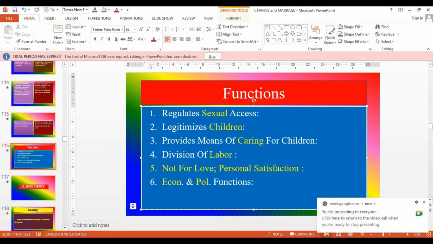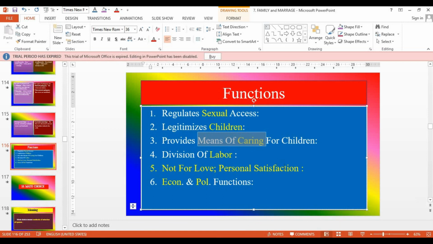Third one, provides means of caring for children, which is the responsibility of parents. After the marriage a child is born, and they give care through paternity and maternity. Fourth one, division of labor. They divide the jobs, husband and wife, and create a new family with different responsibilities. Fifth one, love and personal satisfaction.